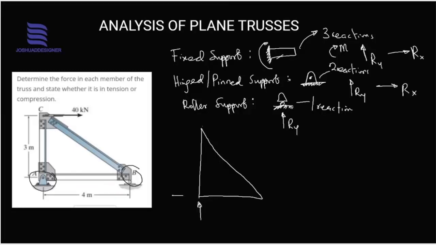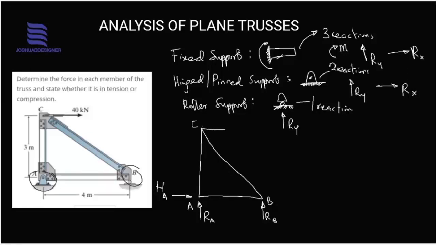So this is a pinned or hinged support, and like I said, we have two reactions. I call this HA. Another person might call it RX, however you so desire, but I want us to use HA. And for this we have RB.